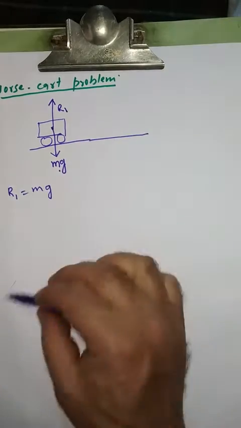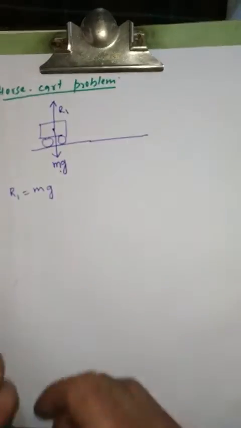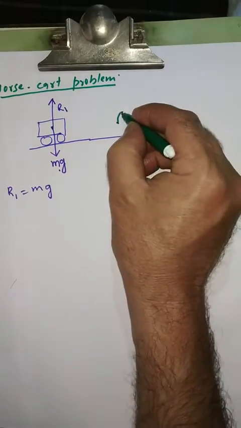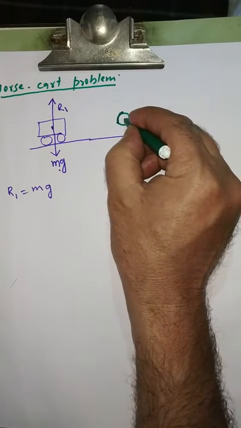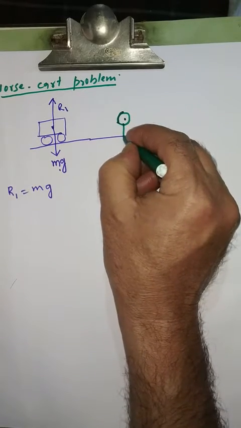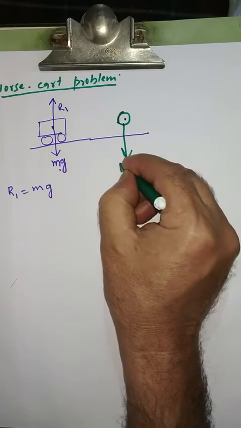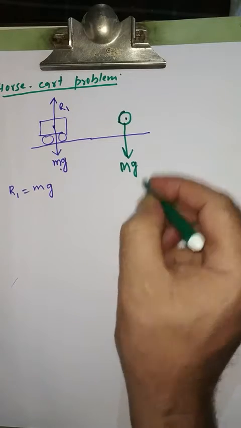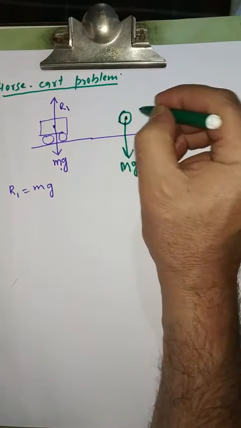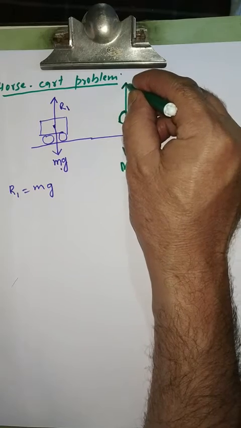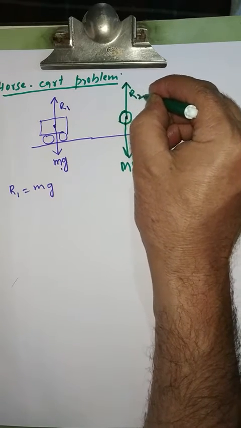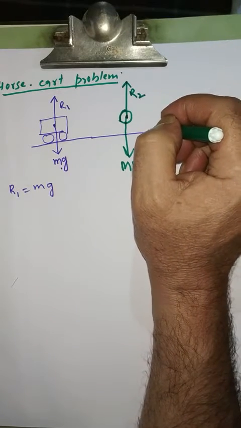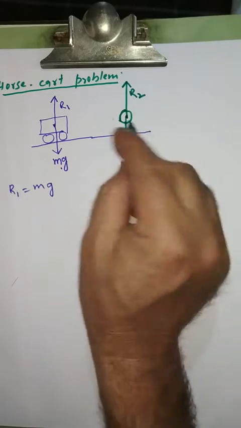Now let us suppose that at this point we have a horse. ये horse है. Now let us suppose that it has a mass capital M, then its weight Mg will act vertically downwards, and the reaction as per Newton's law, let us say that will be R2, will be acting upwards. Clear? Are you listening? Yes, sir. Okay. Now यहाँ तक तो clear हो गया.